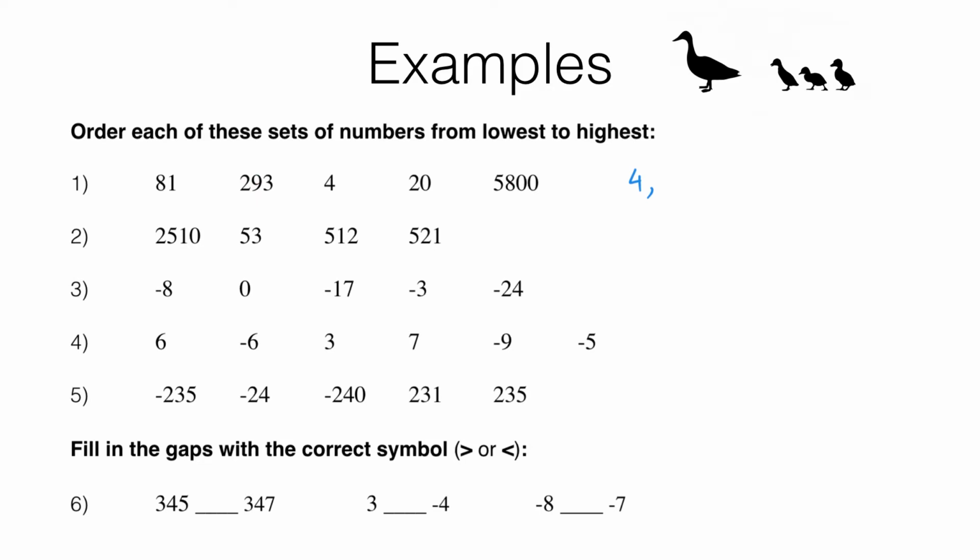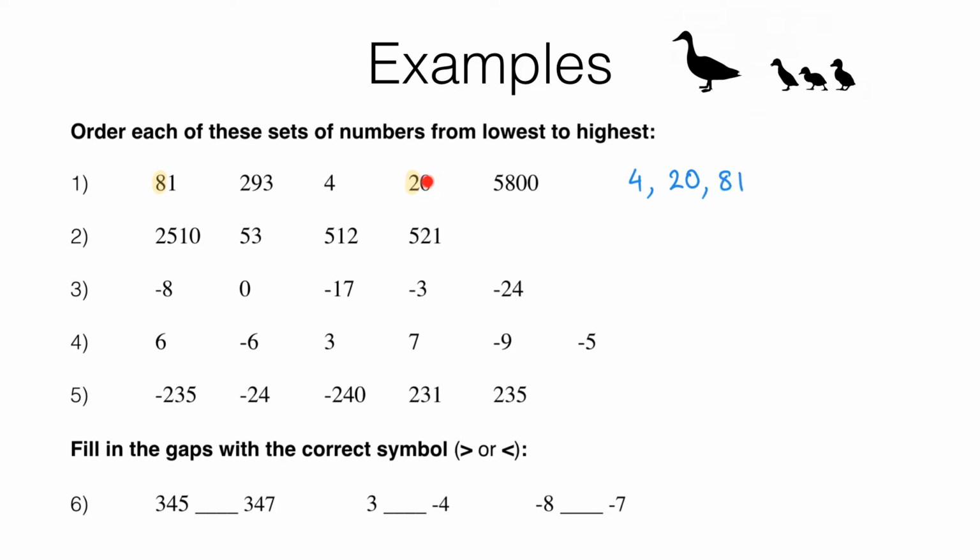Now, what comes after the 4? Well, that was a 1-digit number, and there are no more 1-digit numbers in this set, so I need to look at the 2-digit numbers. I've got 20 and 81. To decide between those two, what I need to do is look at the greatest place value column, so the tens column. And I'm just going to choose the one with the lower value, the lower digit in that tens place value column. And in this case, that is the 2. 2 is less than 8, so that means 20 is less than 81. So the next number is 20, and that's followed by 81.